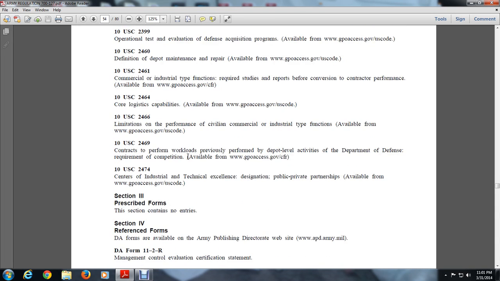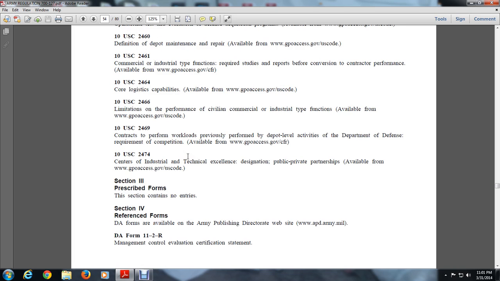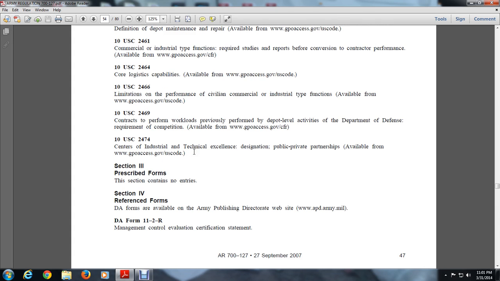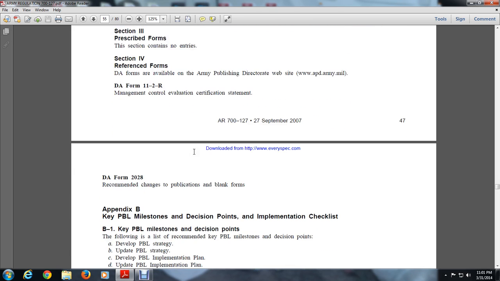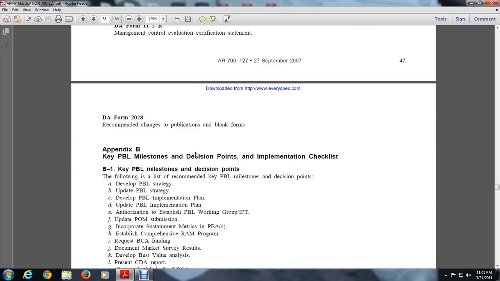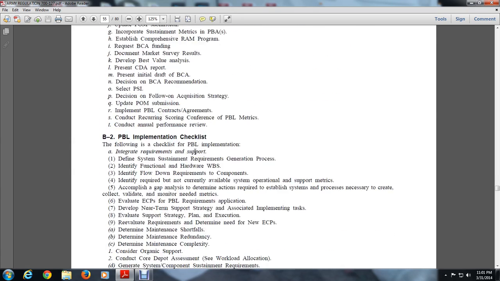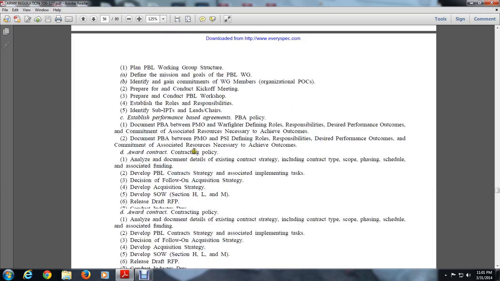Code. Section 3, Prescribed Forms: this section contains no entries. Section 4, Referenced Forms: DA Forms, Army Publishing Directorate, APD.army.mil, DA Form 11-2-R, Management Control Evaluation Certification Statement; DA Form 2028, Recommended Changes to Publications. Appendix B, Key PBL milestone decision point implementation checklist. I'll print these out later.